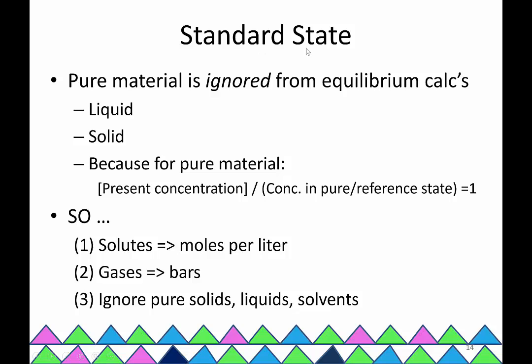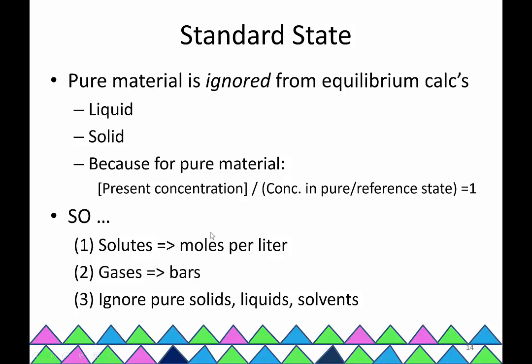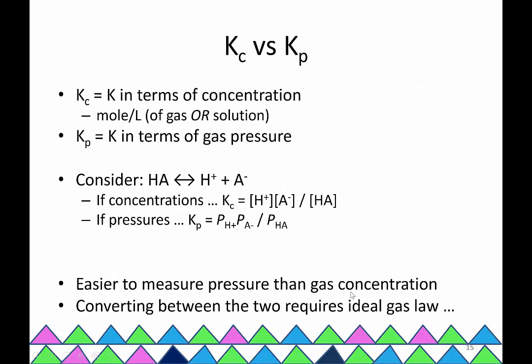Pure materials are essentially ignored from equilibrium calculations, and that's because your reference for a pure material is essentially the reference state. So if you're putting it in your equilibrium constant equation, you would just put a 1 in the place of a pure material. So solutes you put in moles per liter, gases are in bars, and you ignore pure solids, liquids, and solvents.